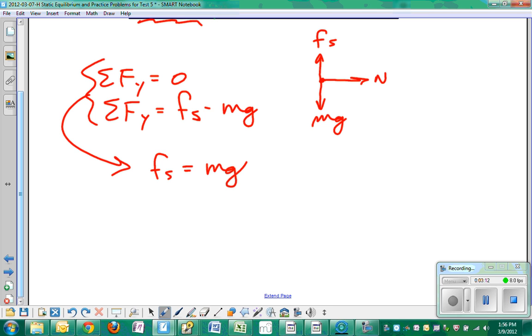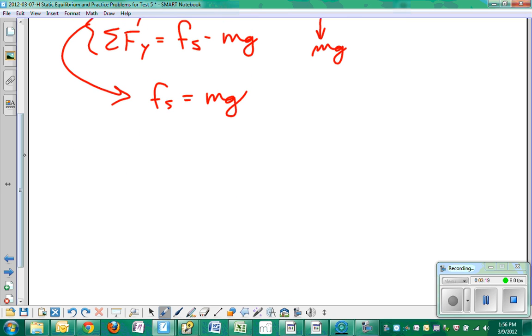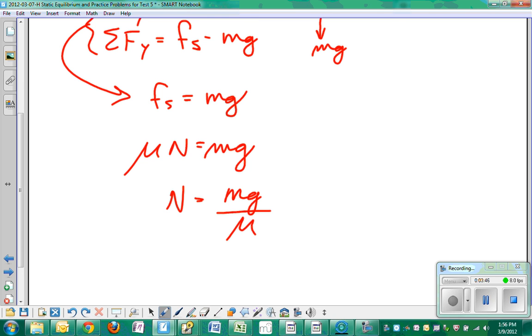Everybody okay with that so far? All right. So if static friction is equal to mg, how do we find static friction? Static friction is equal to, just like any friction, the fun equation. Mu times normal force is going to be equal to mg. Got that? So what we really need to solve for is which force? Normal force. All right. So normal force has got to be equal to mg over mu. That's how much normal force we need. Everybody okay with that? All right.